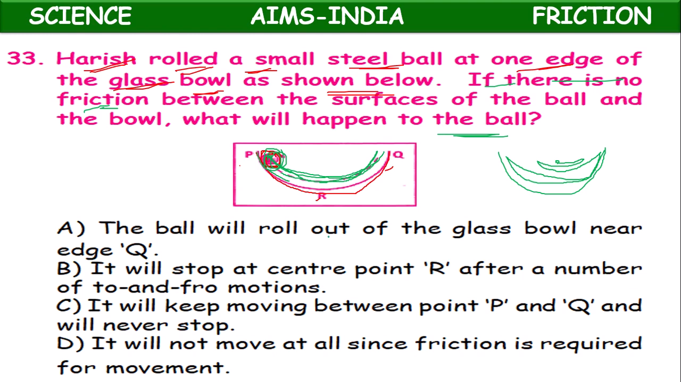The ball will roll out of the glass bowl. Wrong. It will stop at center R. Wrong. It will keep moving between points P and Q and will never stop. Correct. If there is no friction, it will never stop. So the answer is C option.